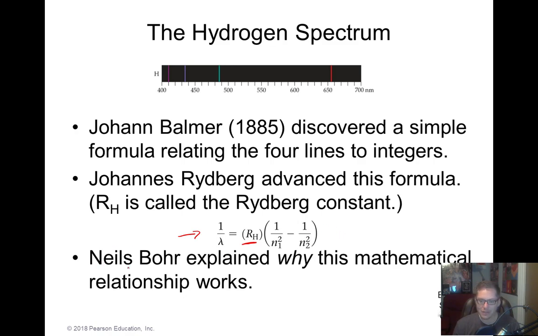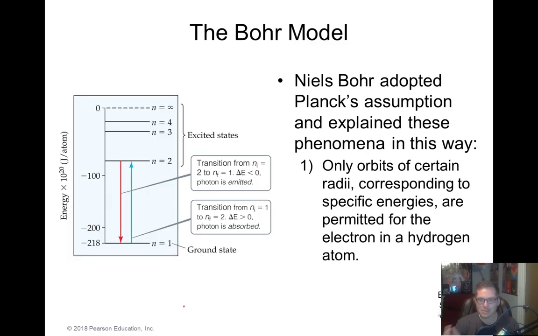And then Niels Bohr explained why this mathematical relationship worked. Niels Bohr came along and came up with this idea here, and he came up with what's called the Bohr model of the atom.